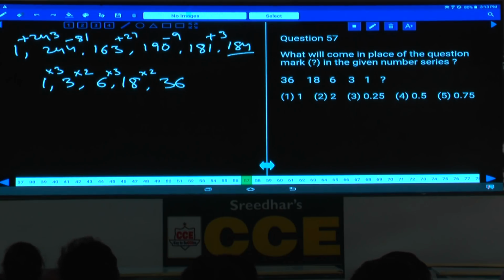And the previous one must be into 2. And something into 2 must be 1. Hence it must be 0.5. 1 by 2, that is 0.5. That is choice 4. 57.